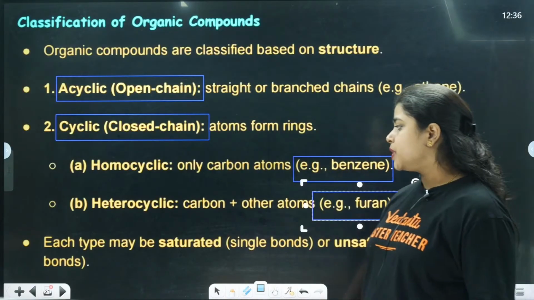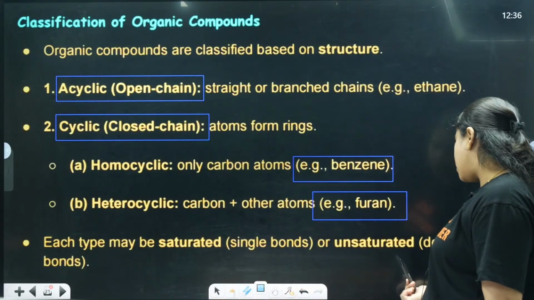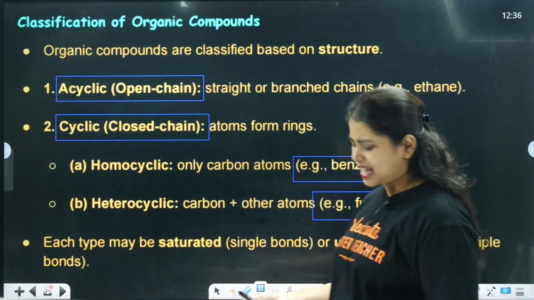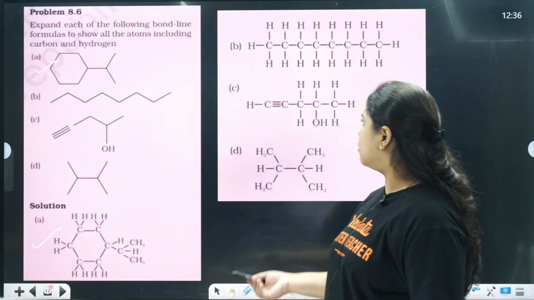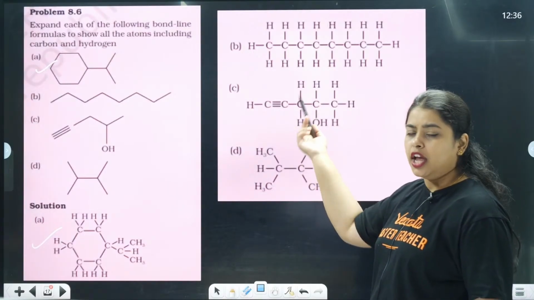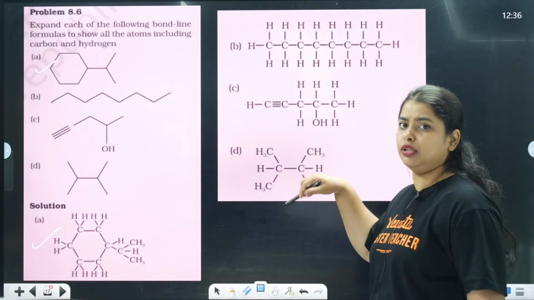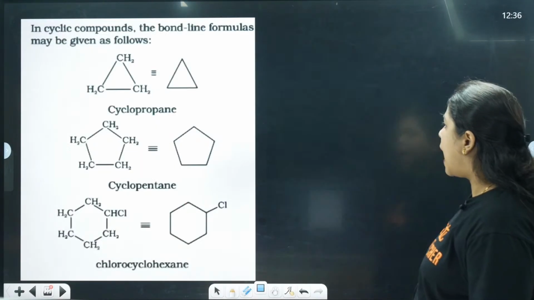Okay, furan. Next, each type may be saturated, like single bonds, or unsaturated, like double or triple bonds, like how we have learned it. It is structures; we have already learned structures. Look here, in this structure sometimes there is a triple bond, sometimes a single bond. It's not like it always needs to be a triple bond or always a double bond itself. Clear?